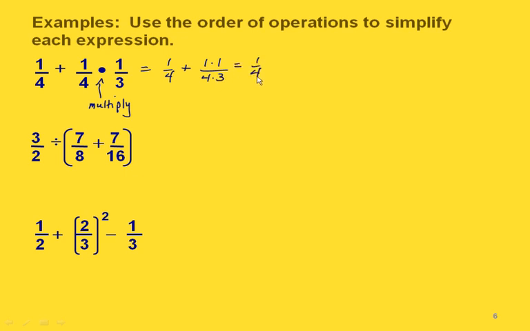If we do that multiplication, on the top we get 1, and on the bottom 4 times 3 is 12. Now, the only other operation we have is the addition. To do this, we have to get a common denominator.